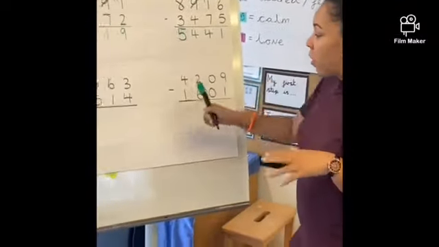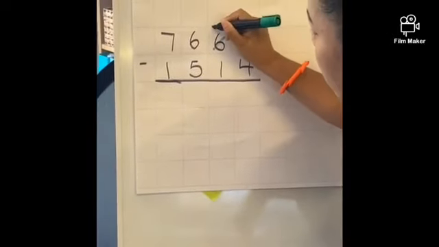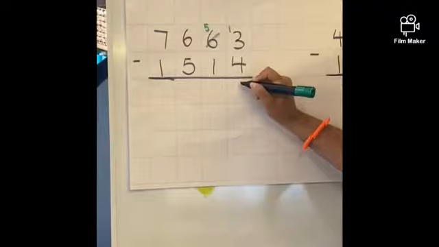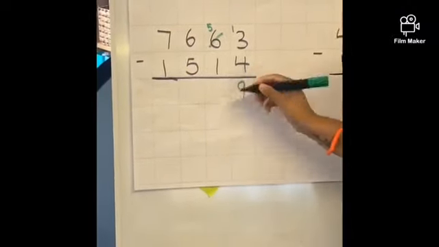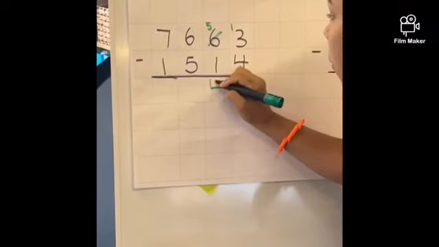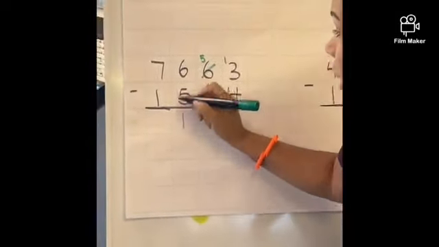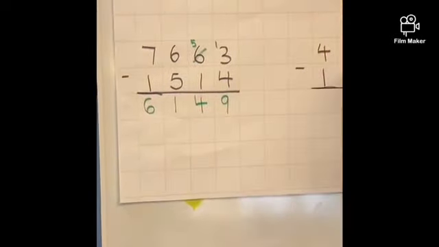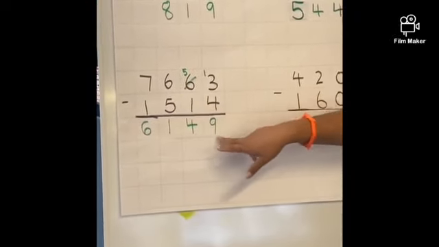I'm just going to quickly move down to these two, just to ensure that we've all got the same answers. Again, 3 minus 4 we can't do, so I'm going to exchange, which becomes 13, and that is 9. And then 5 minus 1 is 4, 6 minus 5, I got 1. And then 7 minus 1 would be 6. Okay, so for your third one, you should have got 6,149.